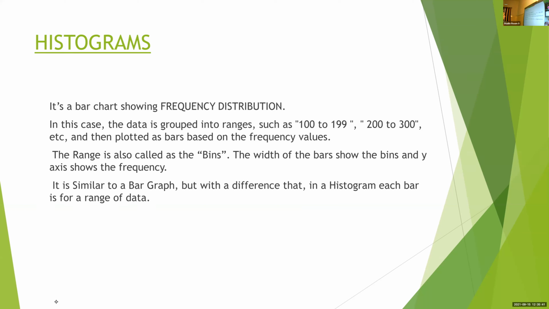It is a bar chart showing frequency distribution. In this case, the data is grouped into ranges such as 100 to 199, 200 to 300, etc., and then plotted as bars based on the frequency values. The range is also called bins.